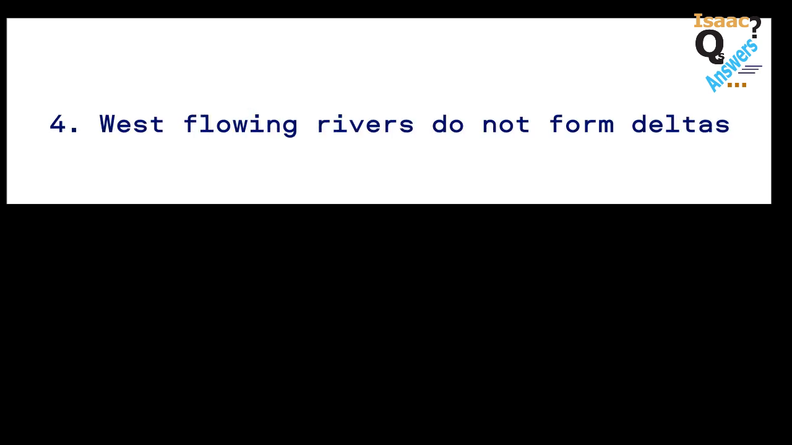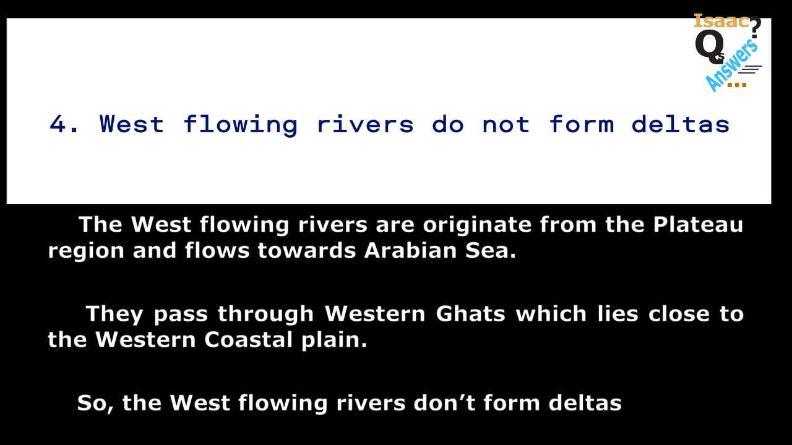Question number 4. The west flowing rivers do not form deltas. The west flowing rivers originate from the plateau region and flow towards the Arabian Sea. They pass through the Western Ghats, which lies close to the Western Coastal Plain. So the west flowing rivers don't form deltas.